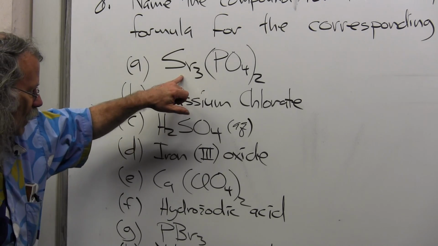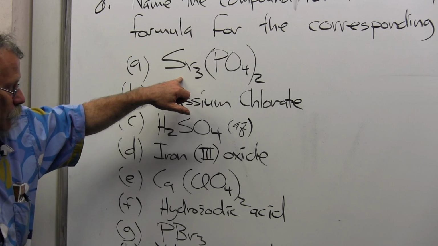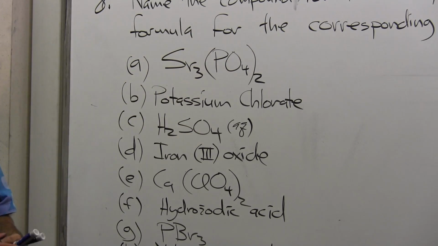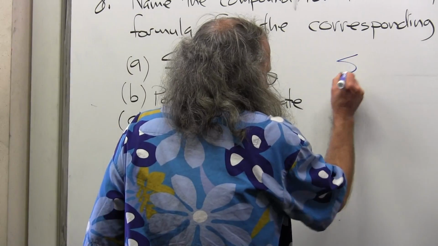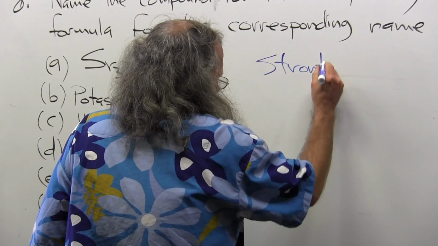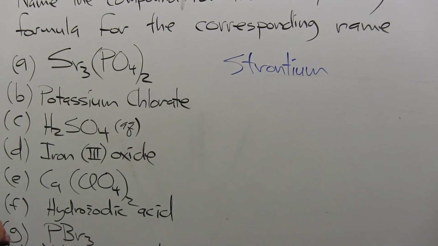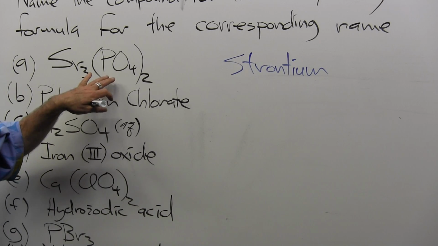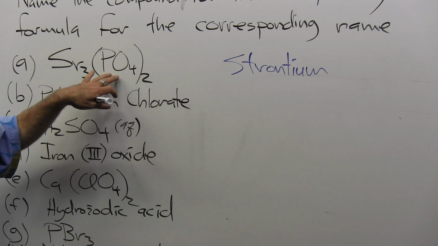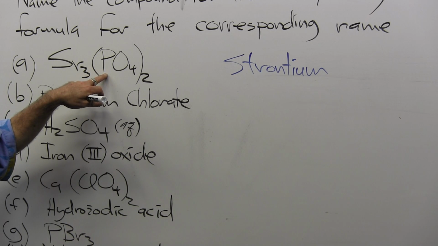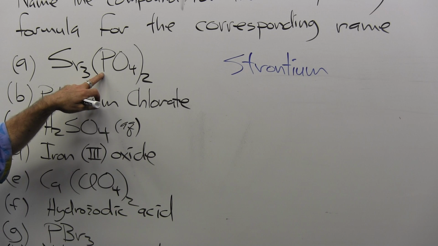So we're going to have some sort of strontium. The metal, the cation name goes first, so it's going to be strontium. And now I've got an oxyanion for the anion, and it's going to be named after the non-oxygen element. So it's going to have the stem name from that, and it's going to be phos first, because this is phosphorus. So it's going to have a phos prefix.